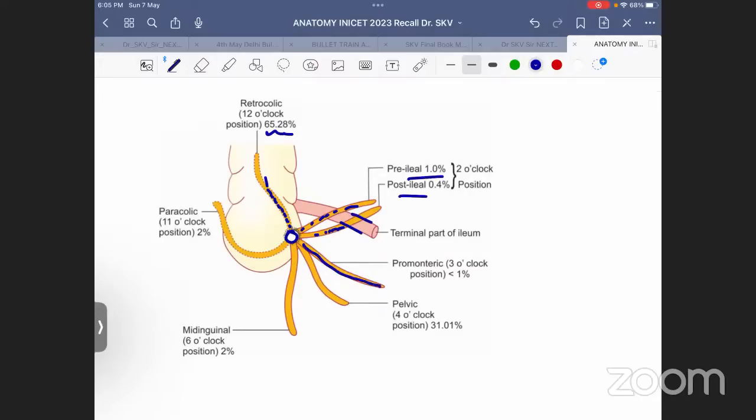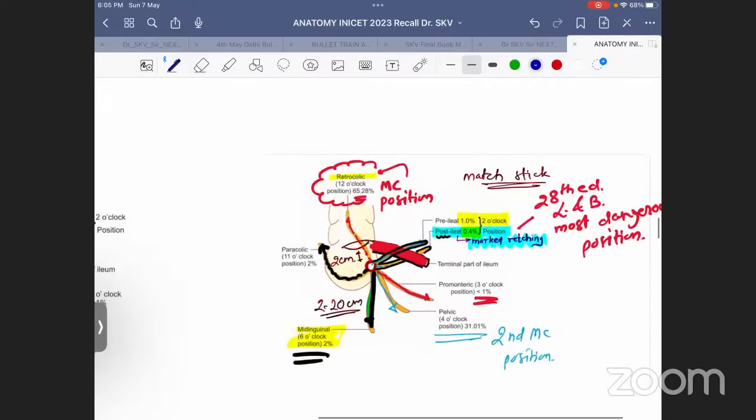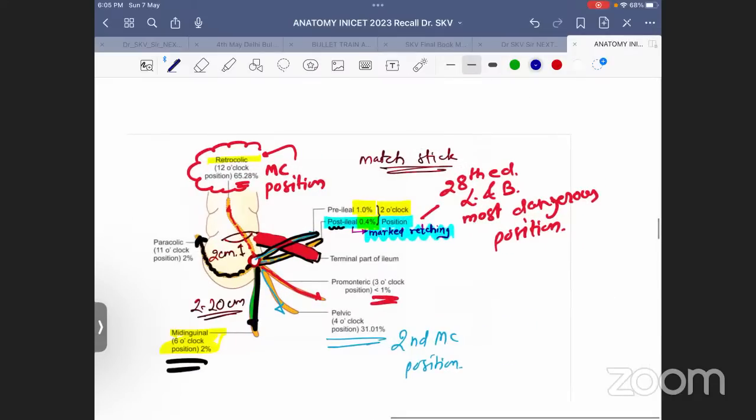You can see the promontory position, pelvic position, mid-inguinal, and another is a paracolic. Please inform me if this was there. Okay, it was multiple choice. Okay, multiple correct. So if anyone can inform me, please tell me what kind of options were there.